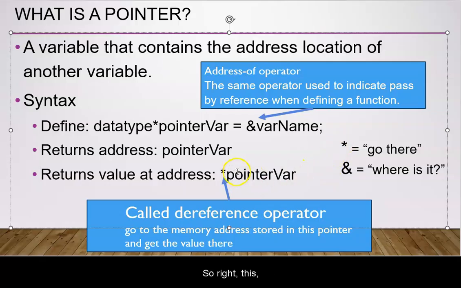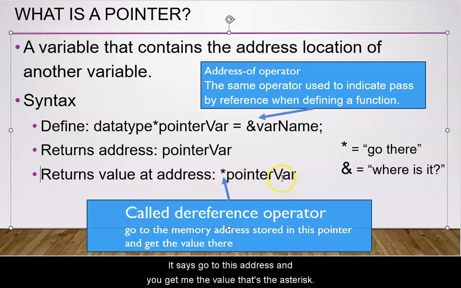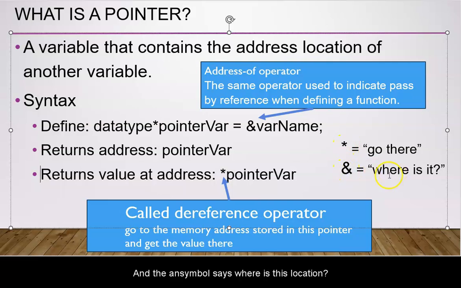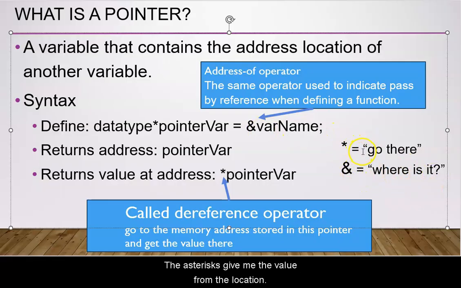So, right, this returns the value that is in the address. It says go to this address and get me the value. That's the asterisk. And the ampersand symbol says where is this location, and give me the location. So ampersand symbol, give me the location. The asterisk, give me the value from the location. The ampersand symbol is called an address of operator, and it's the same that we use in the reference things. And then the asterisk is called a dereference operator, which can be a little bit confusing in my opinion.